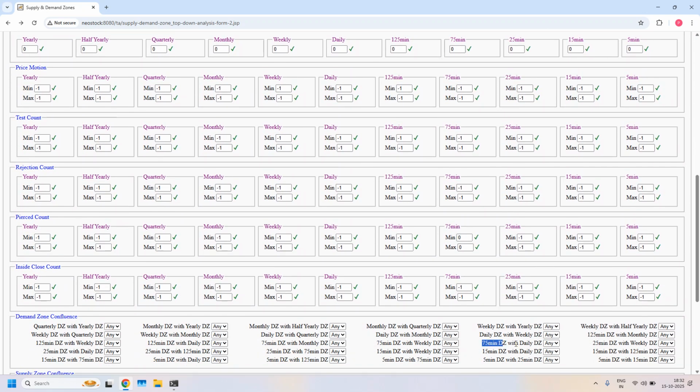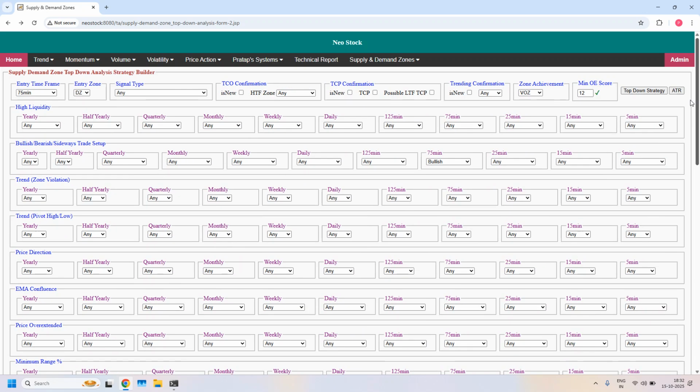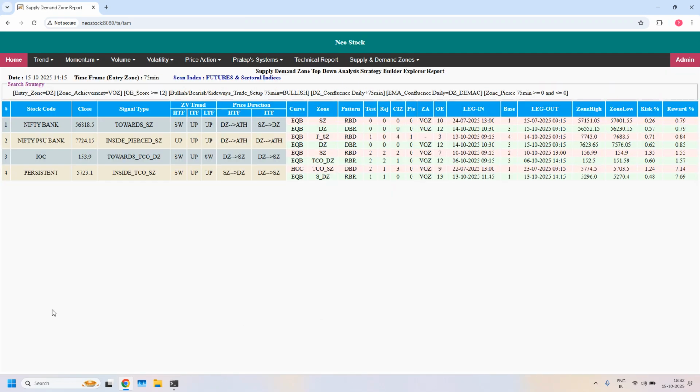That is, 75 minutes and daily demand zone confluence filter is enabled. And in the EMA confluence, daily demand zone having daily EMA confluence. Let's filter. We got 4 stocks. So these 4 75 minutes demand zones might have more high probability to get success, provided the lesson 30.3 checklist items are satisfied. Otherwise, higher chances of zone violation.